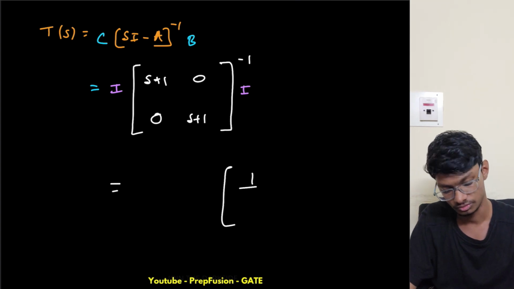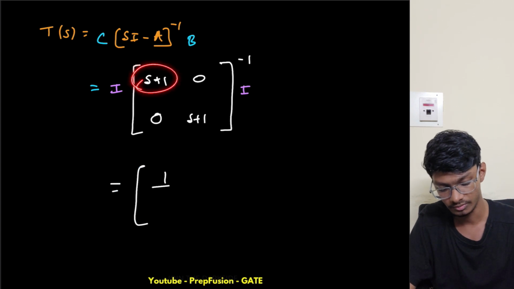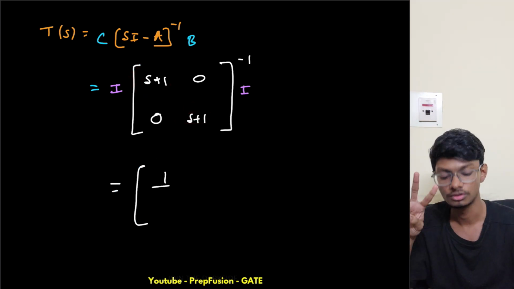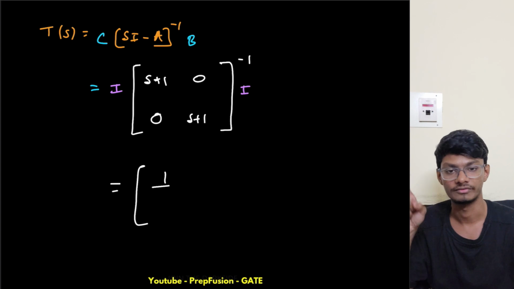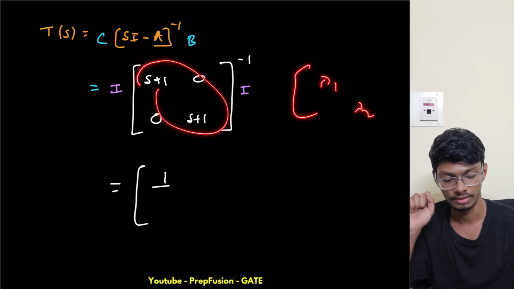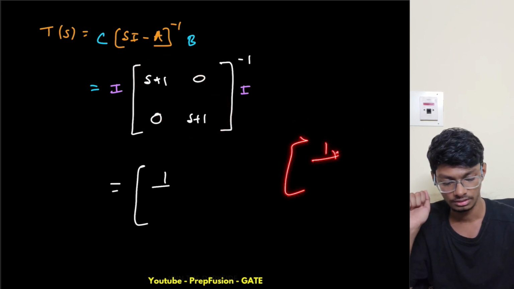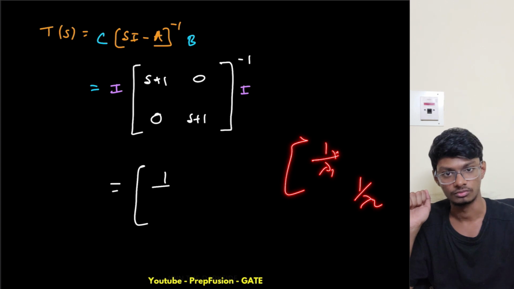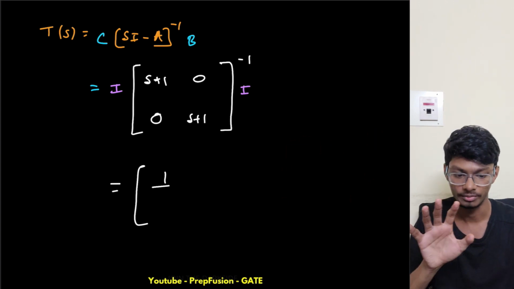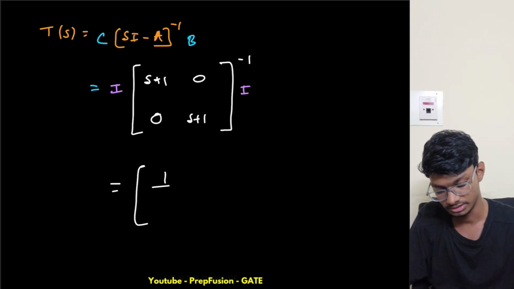I hope you remember that if this is lambda 1, lambda 2, a diagonal matrix, then the inverse will be 1 by lambda 1, 1 by lambda 2. So for a diagonal matrix, if I have lambda 1, lambda 2, with 0 0 elsewhere, then the inverse becomes 1 by lambda 1, 1 by lambda 2, remaining a diagonal matrix, and the eigenvalues will just invert. Okay, simply. So that is another short trick.